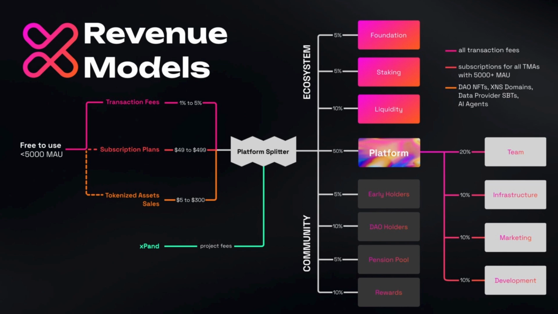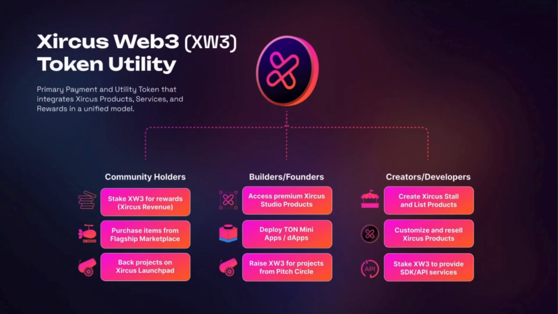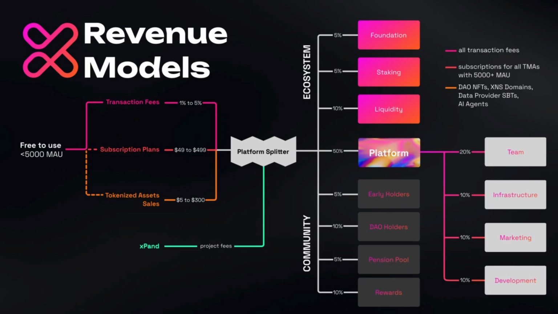So what is truly exciting is how it is actually interconnected into our ecosystem. The XW3 token and all projects related to Circus that are being built by Circus, powered by Circus, whether it's a dApp or a TON mini app, a Telegram mini app, a stall on our marketplace, or a project on our Launchpad, all of them are linked through our infrastructure. And every action taken within Circus benefits all stakeholders.